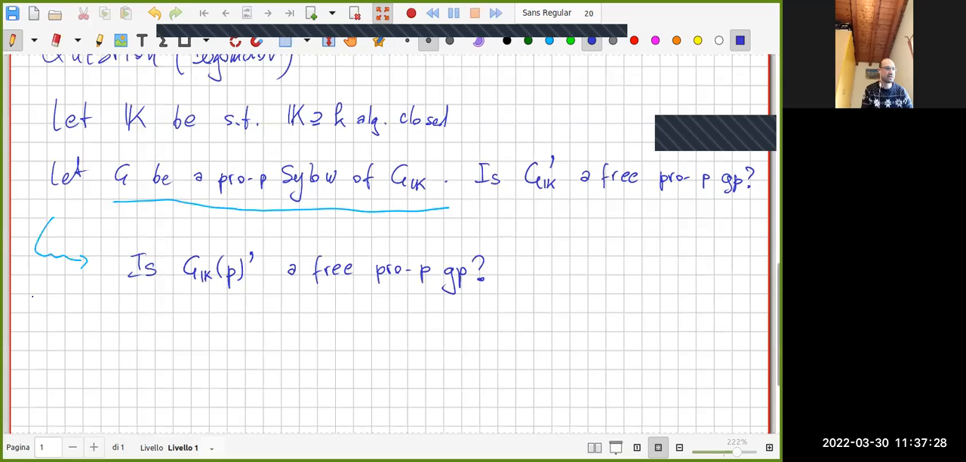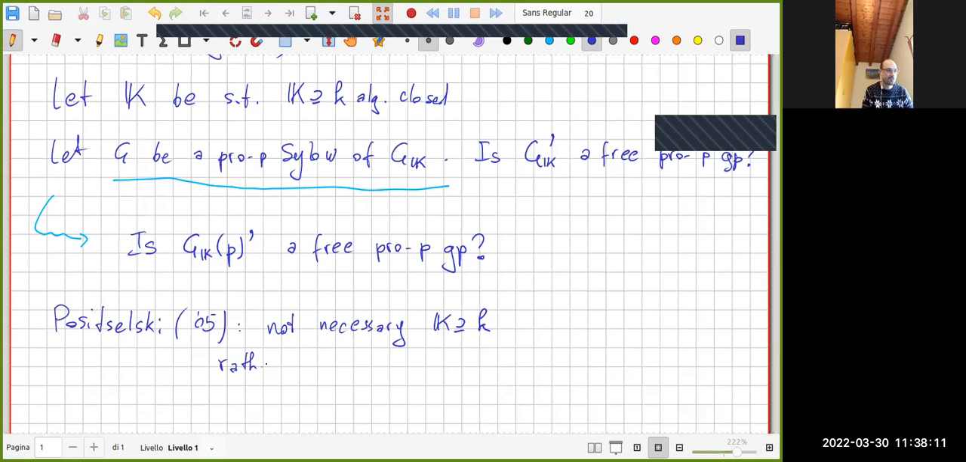Some years later, in 2005, Positselski observed the following thing. He observed that it is not necessary to assume that the base field K contains an algebraically closed field. The really important thing is that K should contain all the roots of unity of p-power order.